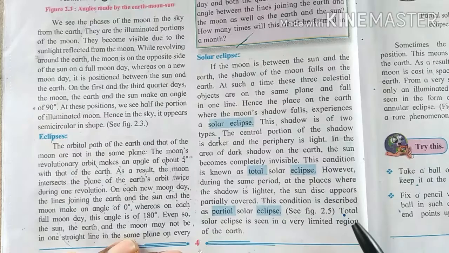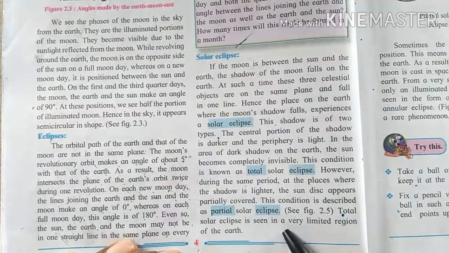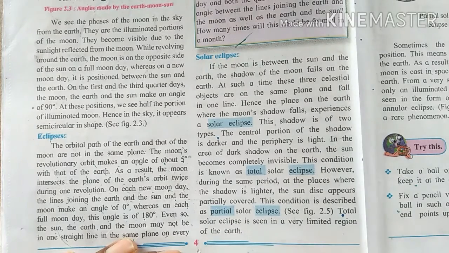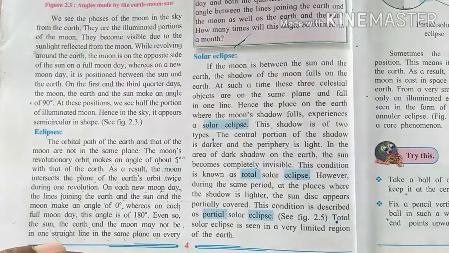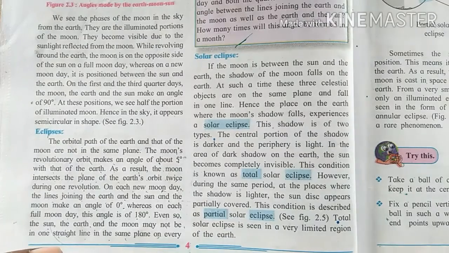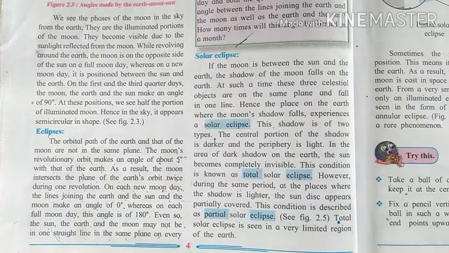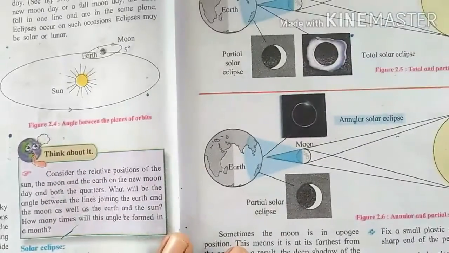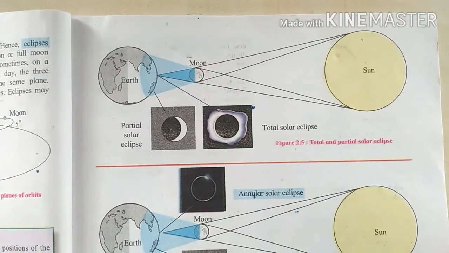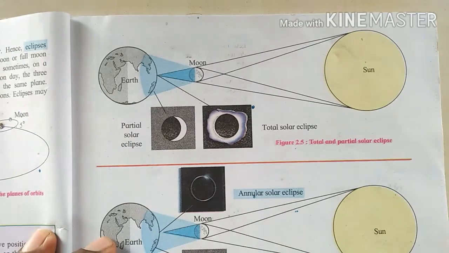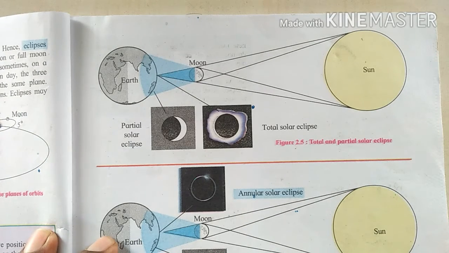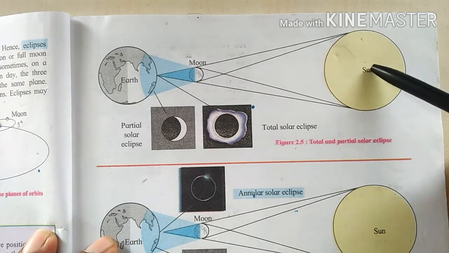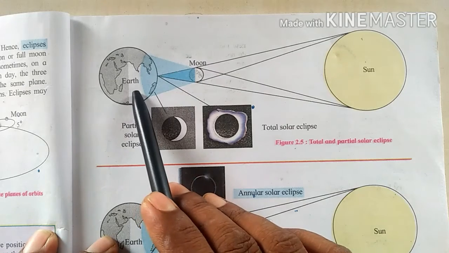Now we will see that the total solar eclipse is seen in a very limited region on the earth. We can see total solar eclipse only in some particular, limited parts, where the sun is totally invisible. Now we will see through the diagram. Here you can see one diagram shown in the textbook, total and partial solar eclipse. Here you can see the sun, and in between the moon and the earth.